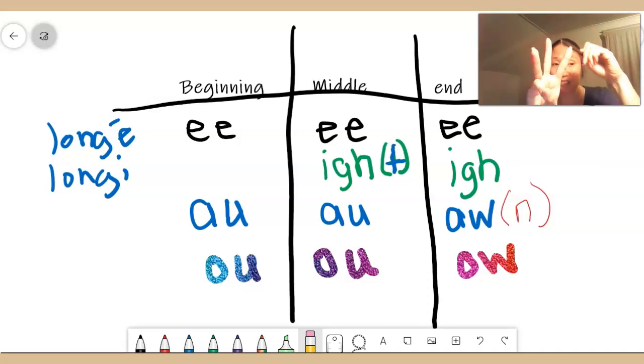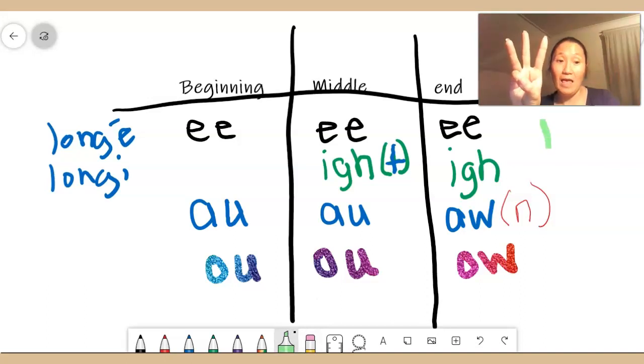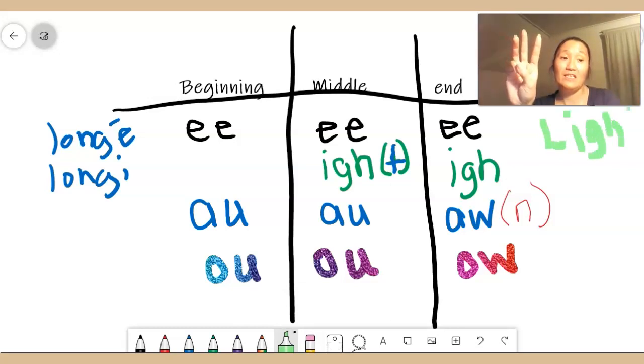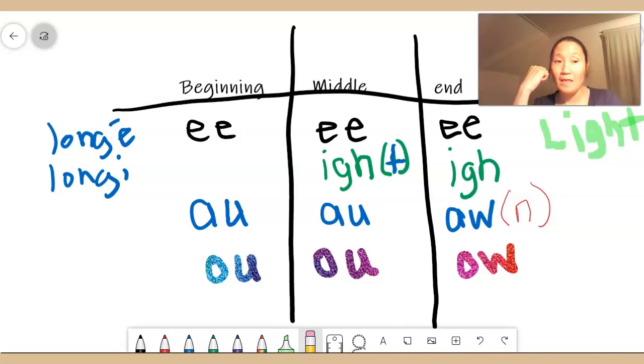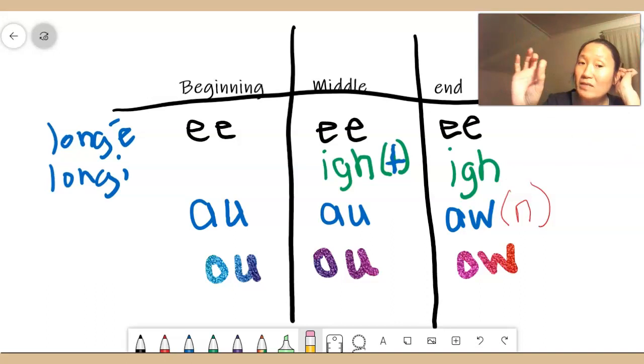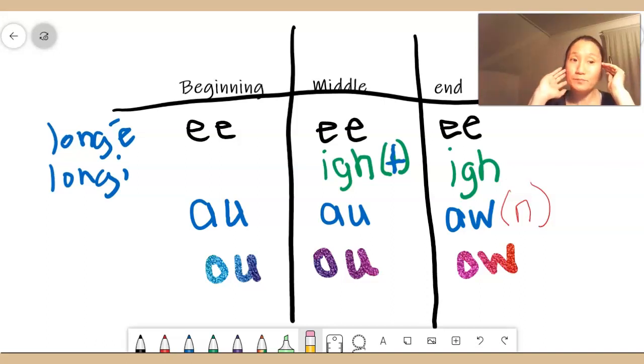You have L, which is L, so you'd have L, I, I-G-H, and then T. You have three sounds, okay? So that one, it doesn't necessarily matter if it's a beginning, middle, or end. Usually the middle will be followed by a T, but you'll still have the I sound. Might.